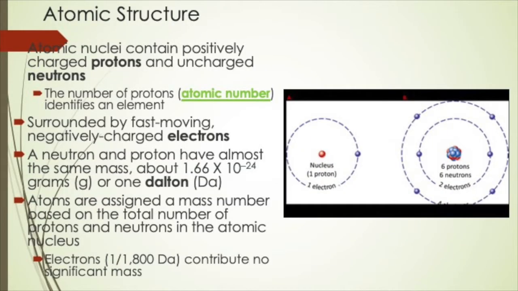Okay, atomic structures. You should know this, but I'm going to go over it anyways. Atomic nuclei, right, in the center of the atomic nucleus, is protons and neutrons. The number of protons is the atomic number that identifies the nucleus, or identifies the element. This nucleus is surrounded by these fast-moving electrons. Usually the number of electrons is the same as the number of protons if it is stable. If it is a stable molecule.